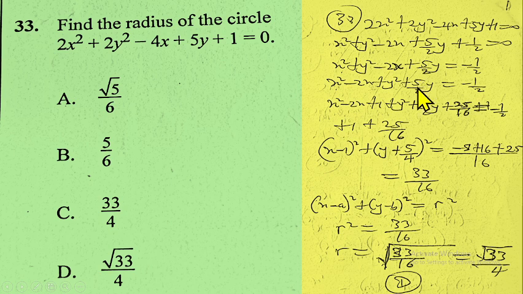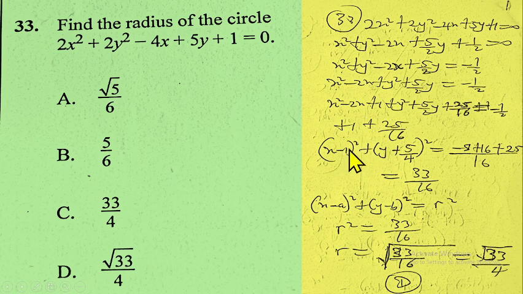The quotient of y here is 5 over 2. If you halve it, that gives us 5 over 4. Then square it, that will give us 25 over 16. Then you add it to this side and you add it to this side as well.